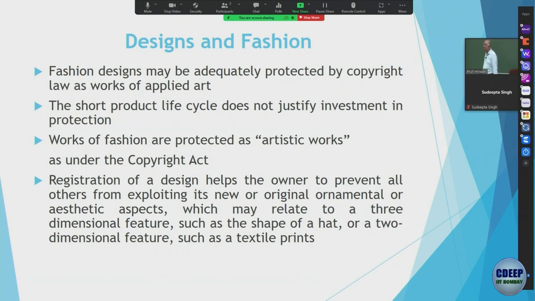Let us look at fashion. See, fashion can get protected under a copyright. And fashion changes very fast. You do not want protection for 60 years after your lifetime for a pattern. It does not justify any investment any other way. As an artistic work, you get a creative component. But registration of a design helps you prevent others from exploiting it, including in three dimensions, like the shape of a hat or textile prints and those kinds of things.